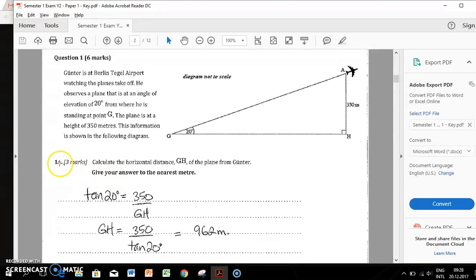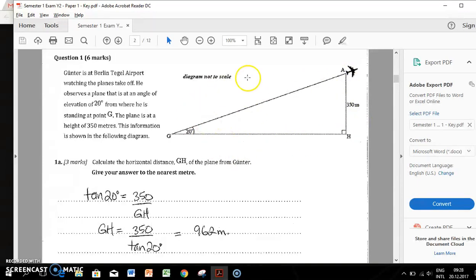Now part 1a says calculate the horizontal distance, which is GH right here, of the plane from Guntar. Give your answer to the nearest meter. So we're looking for how far here, the horizontal distance. This is called horizontal distance because this is a horizontal line. It's a line that is parallel to the horizon. Any line going side to side like that is called horizontal. So we want to know GH.